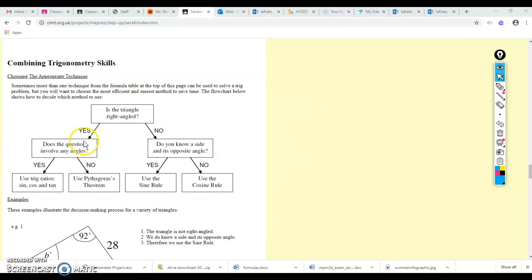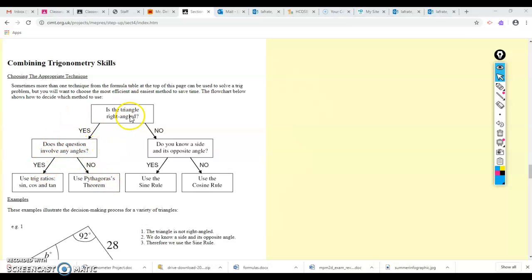You're going to ask yourself, well, it is a right angle triangle. Does the question involve angles? If the question involves angles, well, then you're going to use your ratios. If it doesn't involve angles, then you're just going to use your theorem to find what the side is. Sometimes you might use both. You might need to find sides and angles.